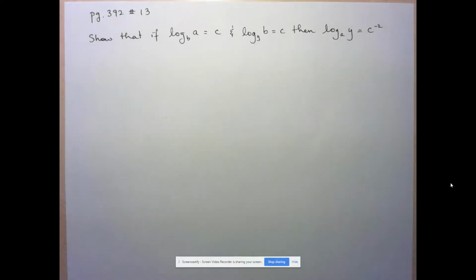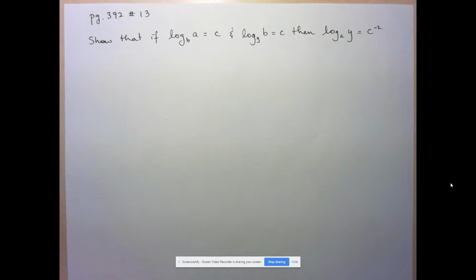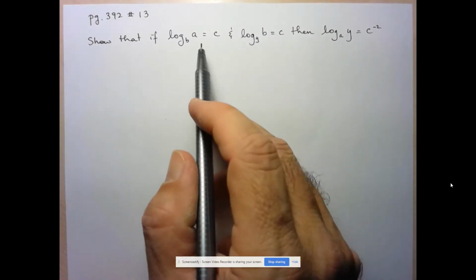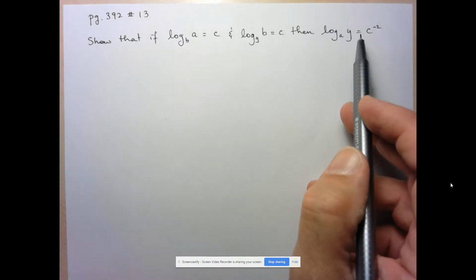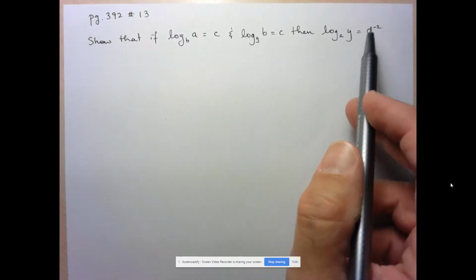Hi folks, we're going to take a look at number 13 on page 392. They want us to show that if these two logarithmic equalities are true, then log base a of y is going to be equal to c to the negative 2, or 1 over c squared.